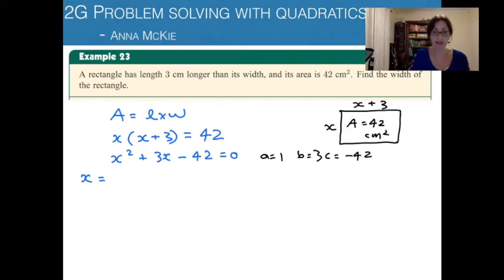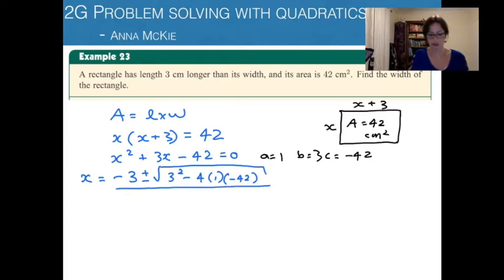So the quadratic formula is negative b plus or minus the square root of b squared minus 4 times a times by c. And then I finish off my square root all over 2 times by a. Working that out, keep your x equals there, negative 3 plus or minus, I can tell you that that comes out to be the square root of 177 over 2.